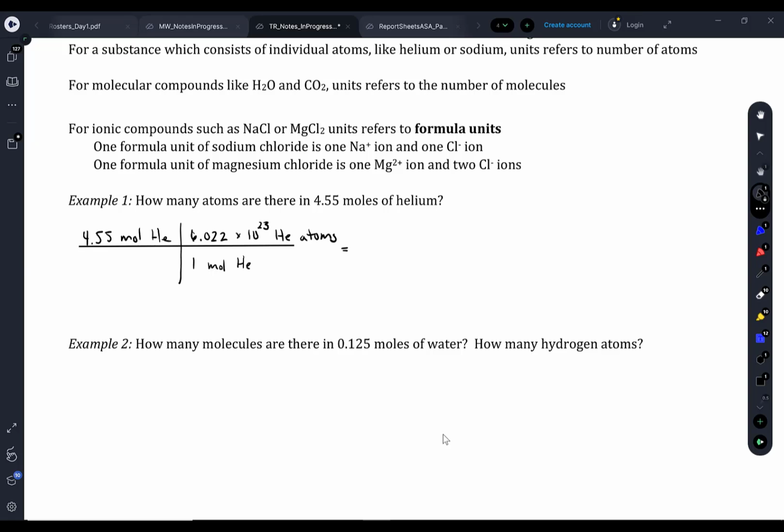And by the way, this is not an exact number. 6.022 times 10 to the 23rd is not an exact number. So it has 4 significant digits. The 4.55 has 3. So we're going to get 3 significant digits. I'm getting 2.74 times 10 to the 24. Excellent. All right, any questions on that? No.